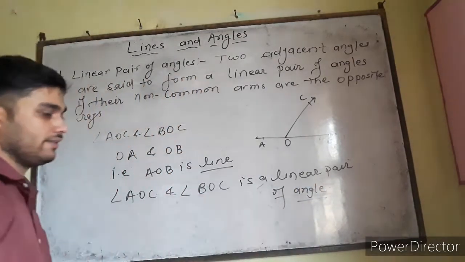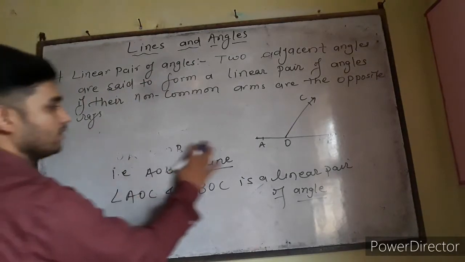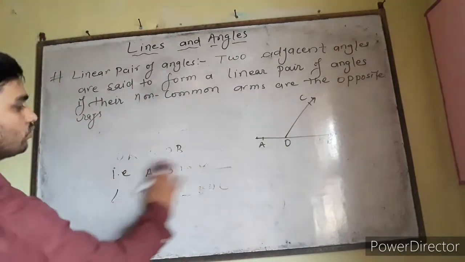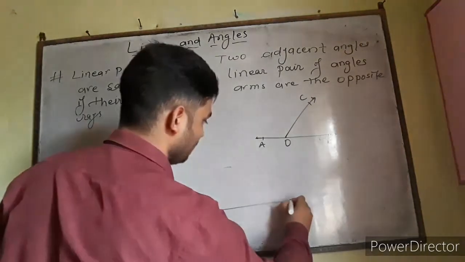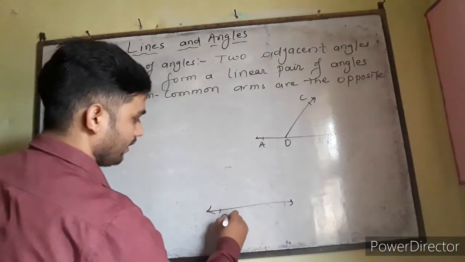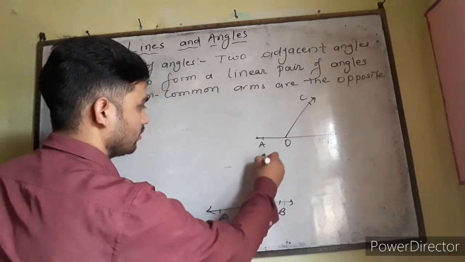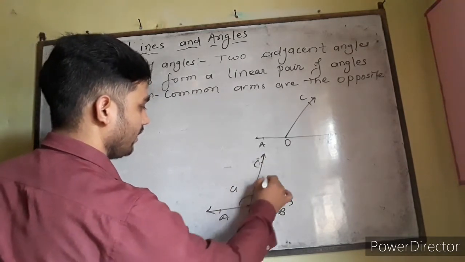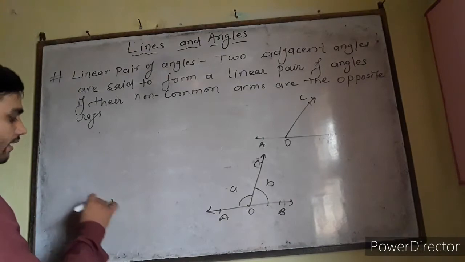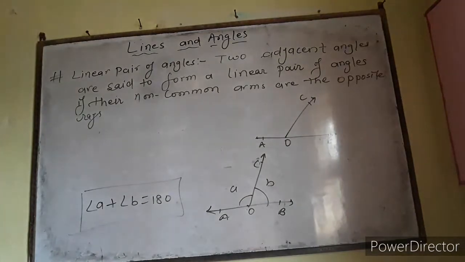One important result is that the sum of these two angles is equal to 180 degrees. Suppose this is a line AB and a ray OC stands on it like this. Then the sum of angle A and angle B is equal to 180 degrees. One important result we get from the linear pair.